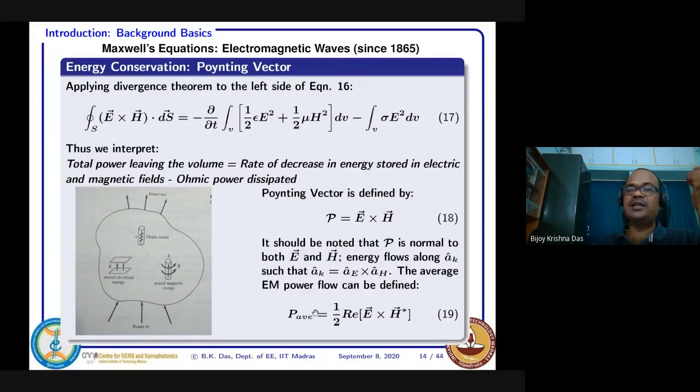Otherwise it is basically a so-called intensity or energy flow per unit area. And then the average energy per unit area per second, whatever the intensity is there, that is actually called energy. Okay, so this is average energy. If the E field is there and the H field is there, and you want to evaluate the average energy, then you can find this. You have to solve these equations.